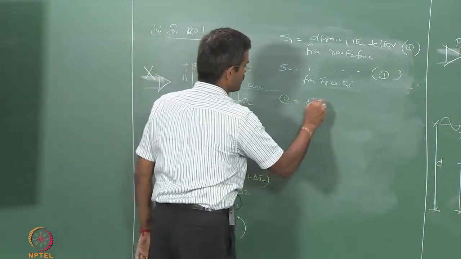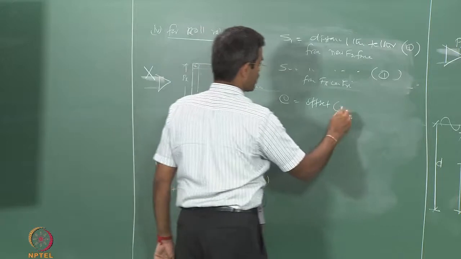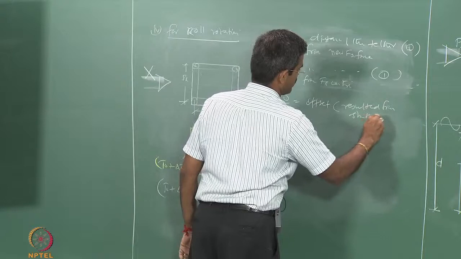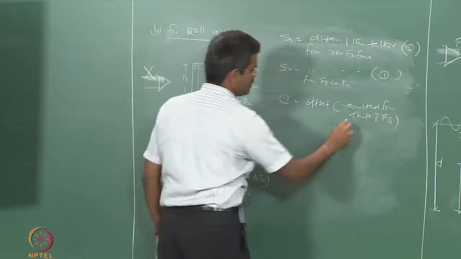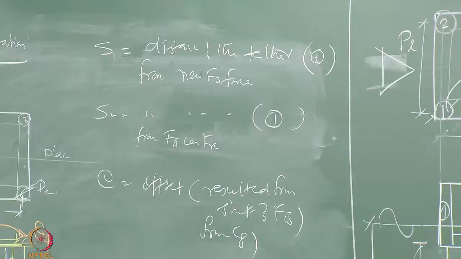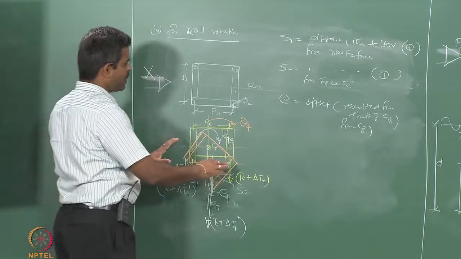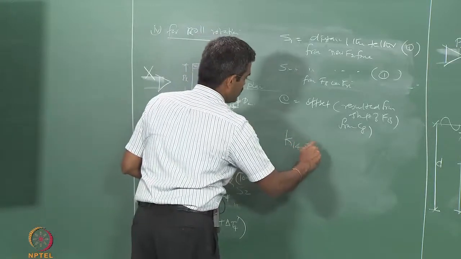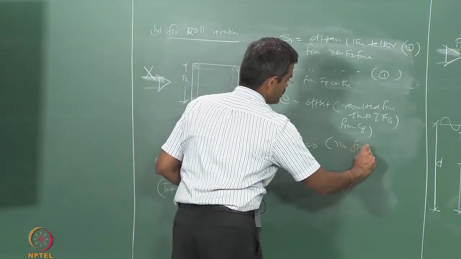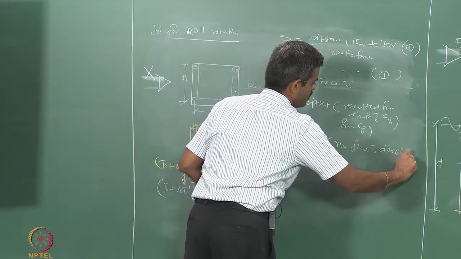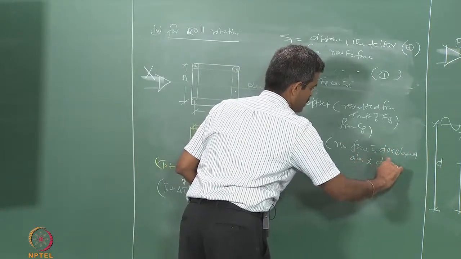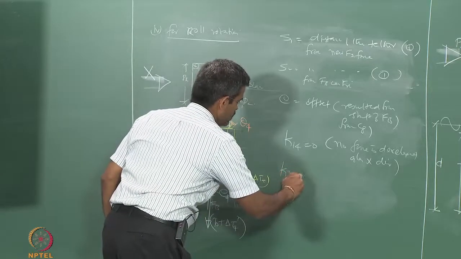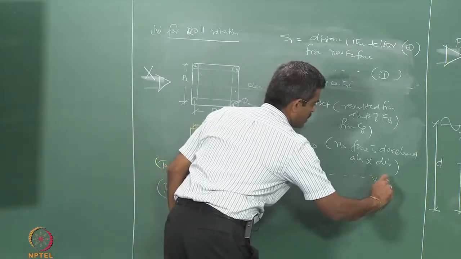E is the offset which is created or resulted from the shift of buoyancy from CG. So this is not developing any force along the x axis, therefore I should say K14 is 0 because no force is developed along the x direction. K24 is also 0 because there is no force developed along the y direction.